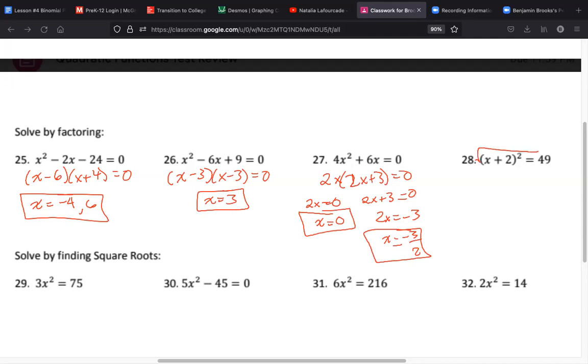First, you take the square root of both sides, and you end up with x plus 2 equals plus or minus 7. So you end up with x is equal to -2 plus or minus 7, which means x is equal to either -9 or +5. Questions? All right, the next section is even easier.